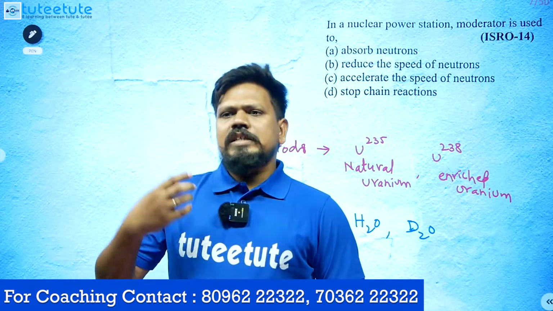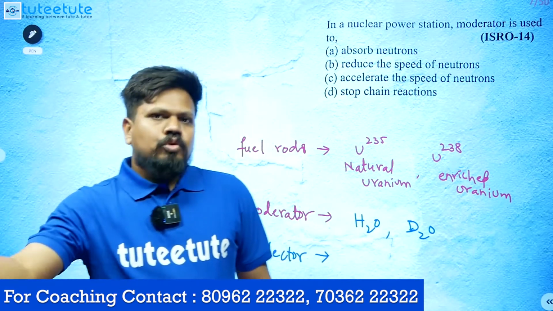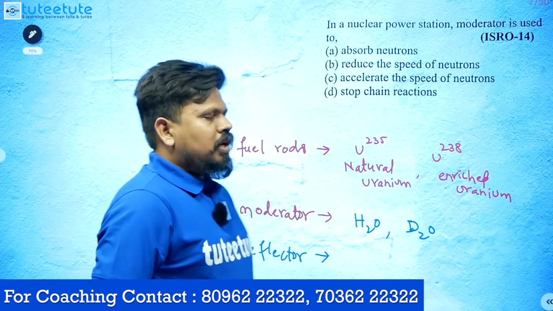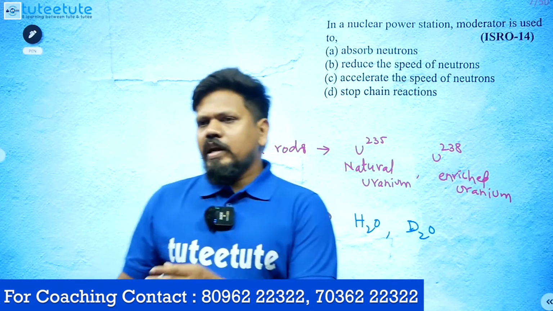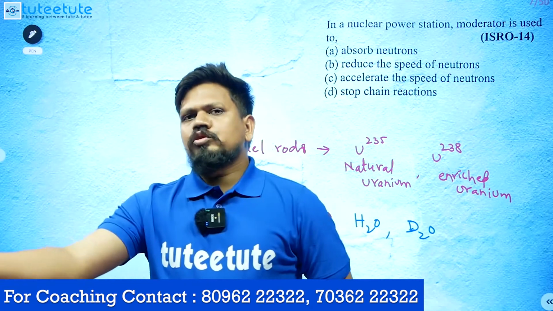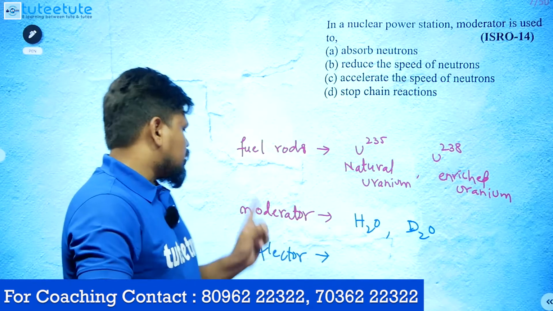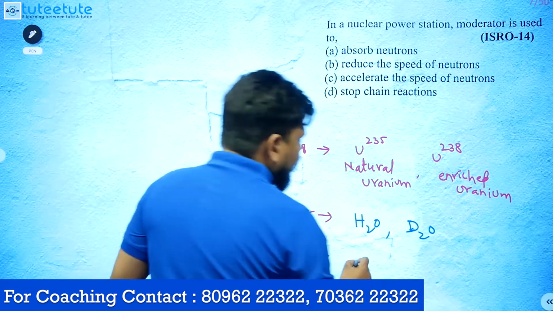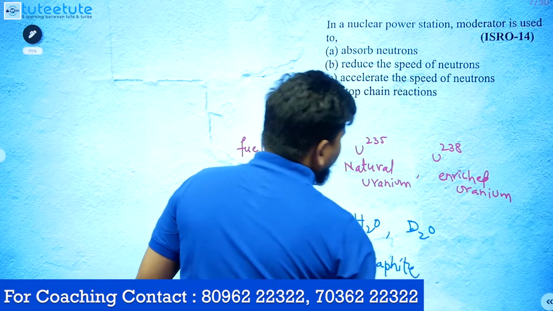Some of the neutrons may escape from the chamber, so to reflect them back, whatever speed they have, the neutrons should not escape outside. They have to come back to the uranium material only. That's why we have to use reflectors. What reflector are we using? This is graphite. We use a graphite reflector.